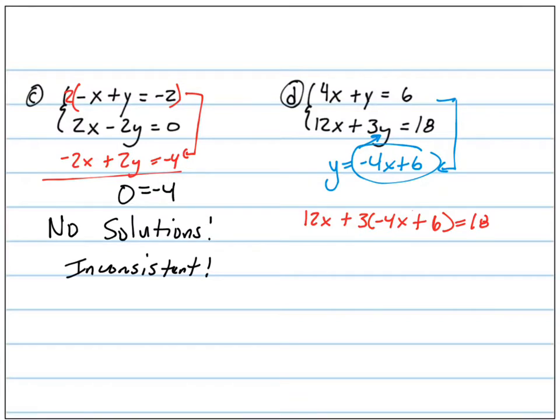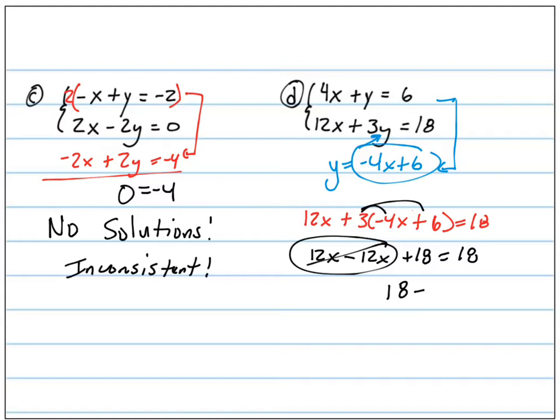All right, so now we continue solving this. We're going to distribute. So 12x minus 12x plus 18 equals 18. Notice here that these should cancel, and we're left with 18 equals 18. Well, that's true. So this has infinitely many solutions.